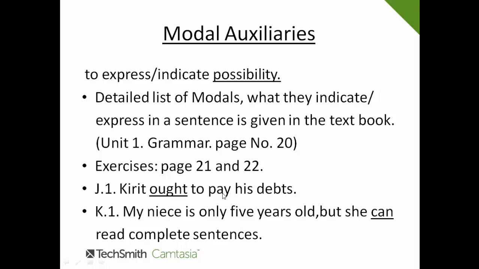Kindly go through all the exercises and solve them, and if you cannot, go back to the explanation and try solving them again and again. Still, if you cannot, kindly do not hesitate to contact us. So this brings us to the end of the first chapter in your grammar, that is modal auxiliary.